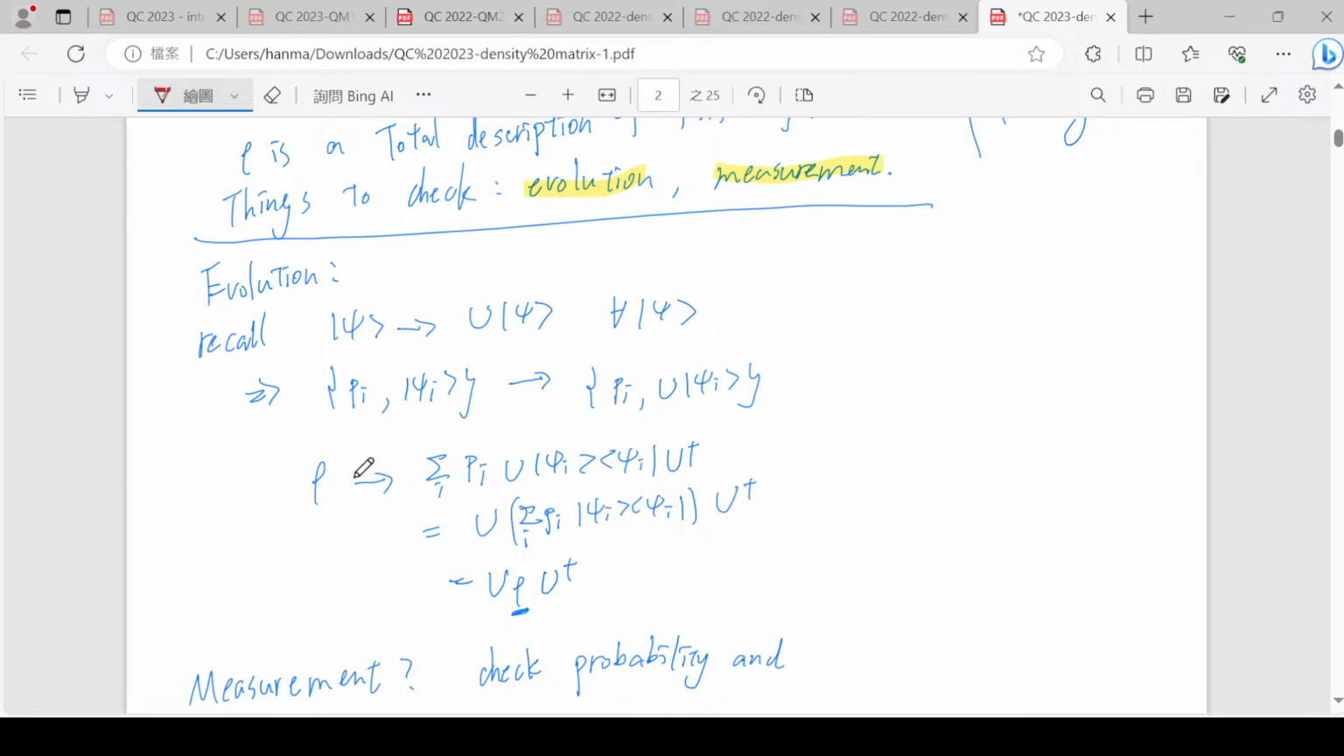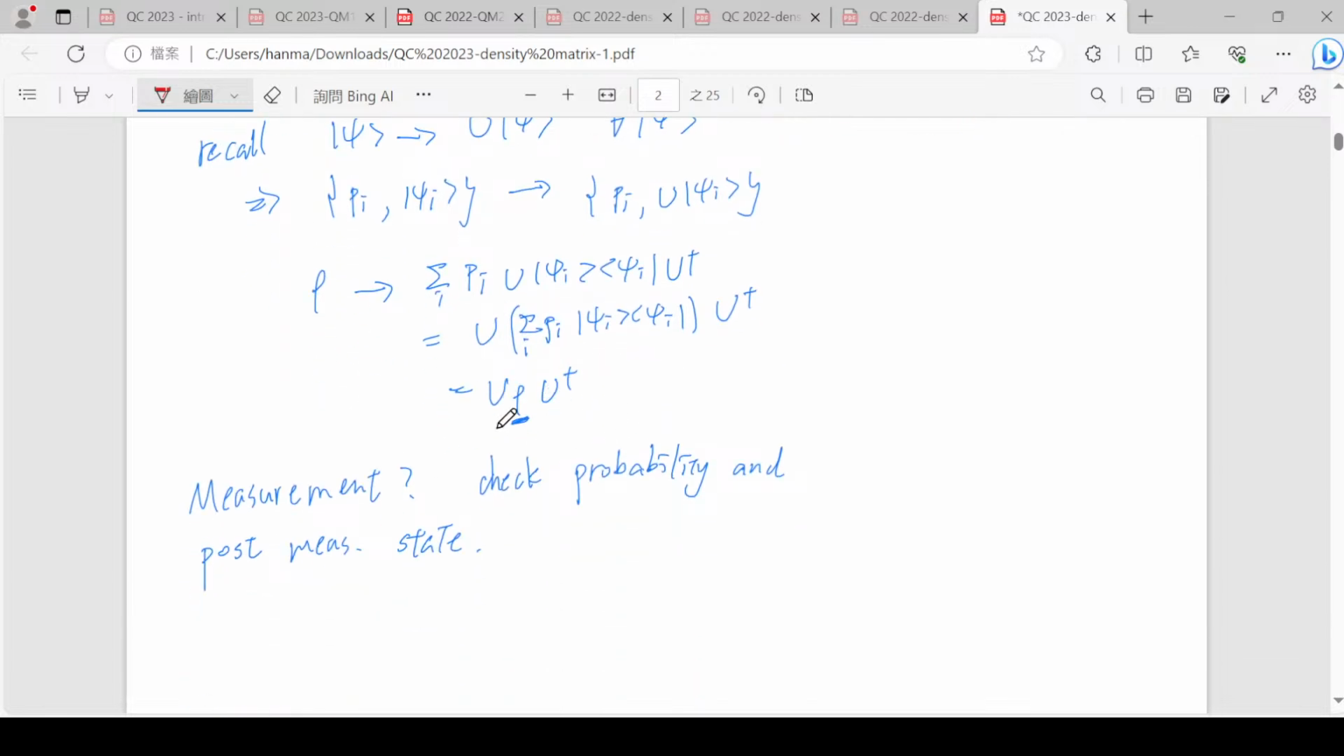So you see that instead of just adding a u in front, you also add a u dagger at the end, because you also want to evolve the psi bra. And that's exactly what we get. You can use linearity and pull everything inside u and u dagger, and see that rho will get evolved to u rho u dagger.